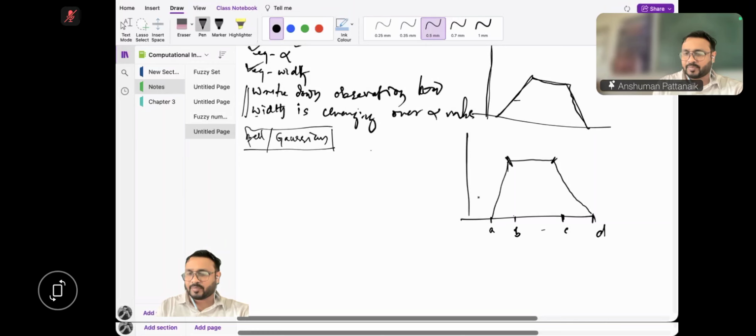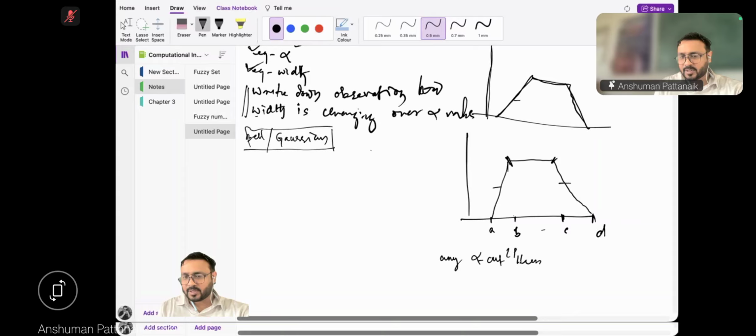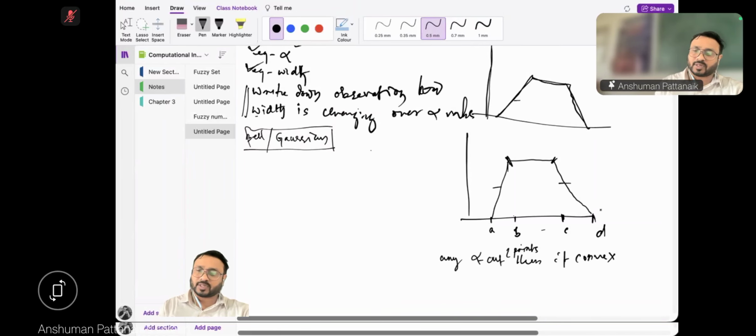As per the concept, a trapezoidal image means any image follows that if any alpha cut concludes with 2 points in the graph, then it's convex in nature. So first and foremost, we have to identify the equations of these 2 points. So let's write down the equation of the trapezoidal image.